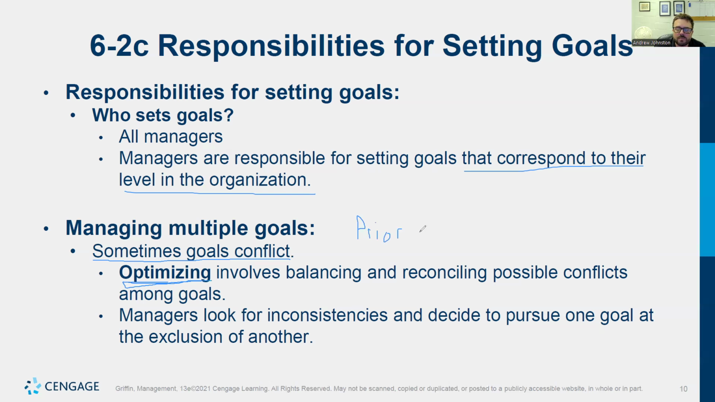Let's practice my mouse writing skills here. Prioritization. There. It's not very pretty, but that would be another word for optimizing, which is just prioritizing the conflicts and goals. And sometimes that might mean pursuing one goal at the exclusion of another.